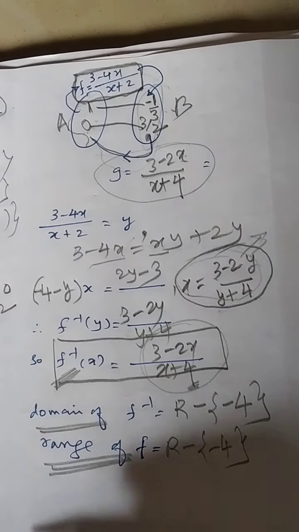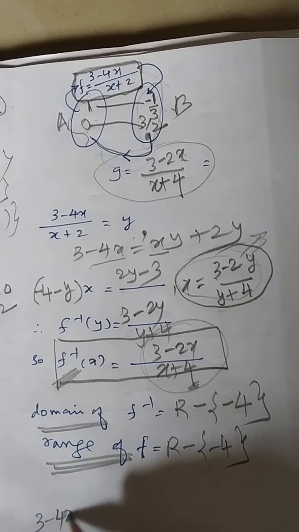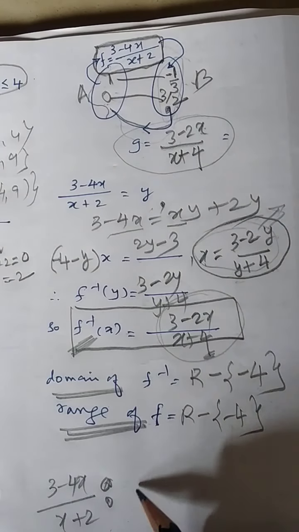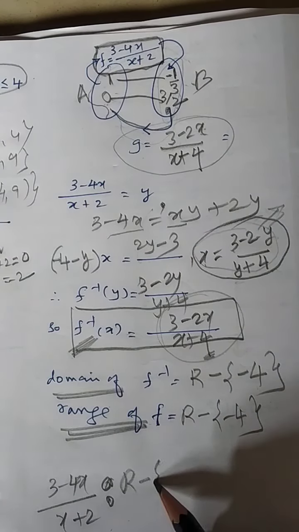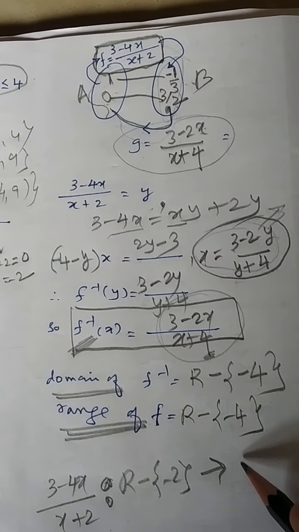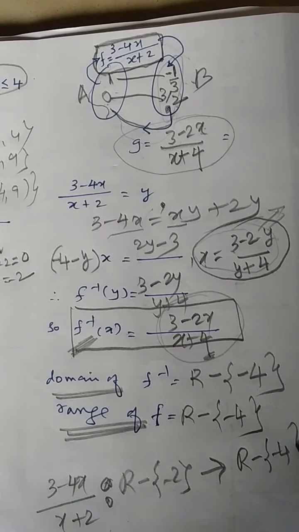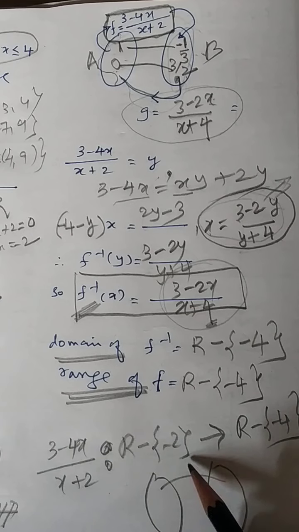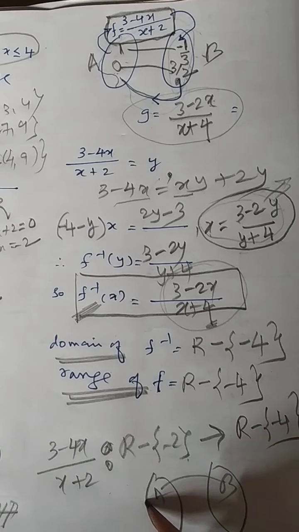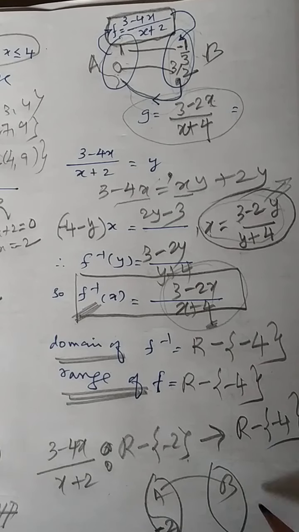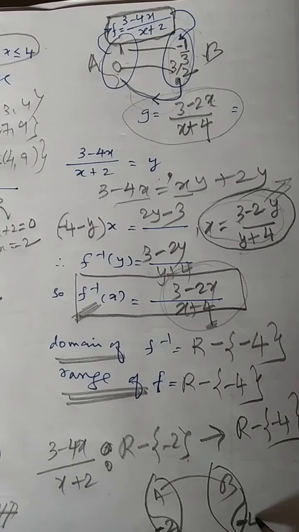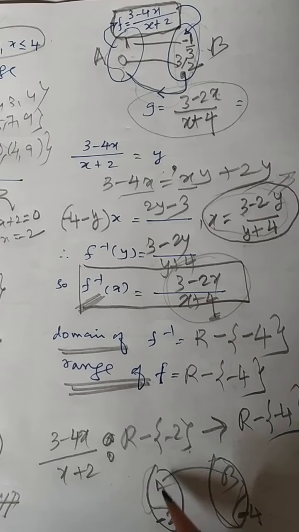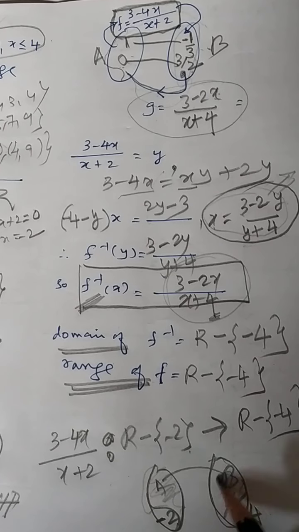So just now I have explained: the function was given to you as 3 minus 4x upon x plus 2. This function has the domain R minus {minus 2}, and the range of the function is R minus {minus 4}. It means if you talk about the two sets over here, a to b, one element is problematic here, that is minus 2, and over here also one element is problematic, that is minus 4. If you consider the rest, this is the domain of the function, and this is the range of the function.